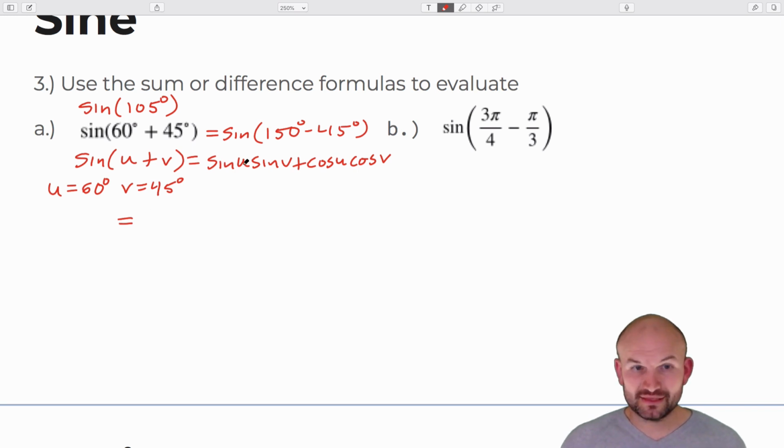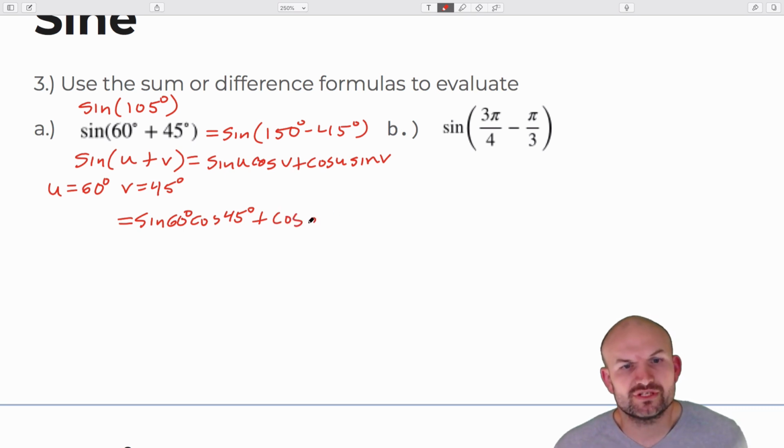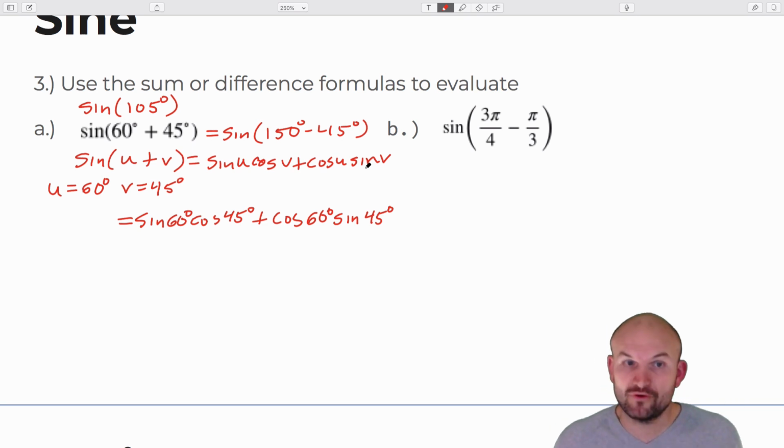So again, let's plug in 60 degrees for U. I'm not going to do this slow for all of them, but that'd be sine of 60 degrees. Oh, I wrote the formula wrong. Okay, so that's sine of U, cosine of V, plus cosine of U, sine of V. So that's sine of U, 60 degrees, and then I have cosine of V, which is 45 degrees. And that's going to be plus cosine of U, which in this case is 60 degrees, and then sine of V, which is 45 degrees. Okay, so now that I've plugged it into the formula, I can go ahead and evaluate.